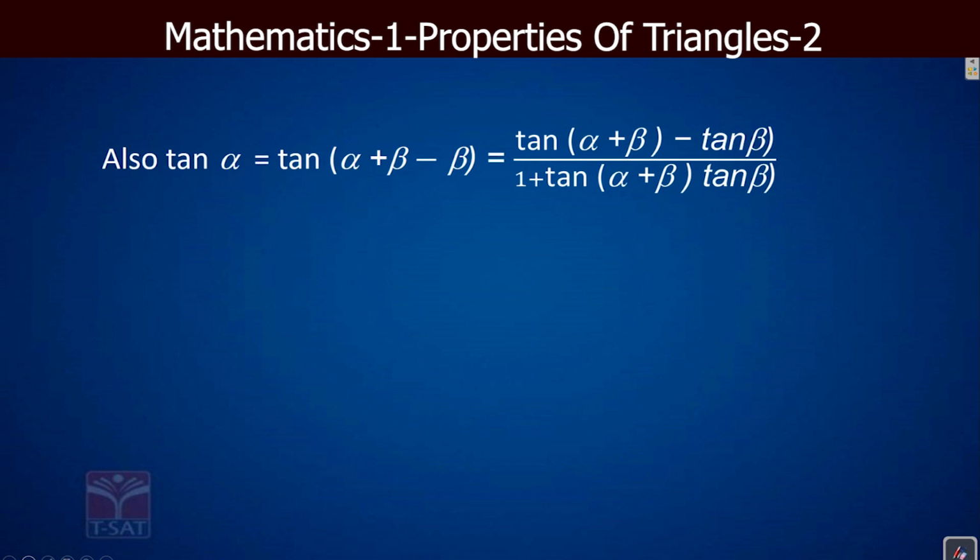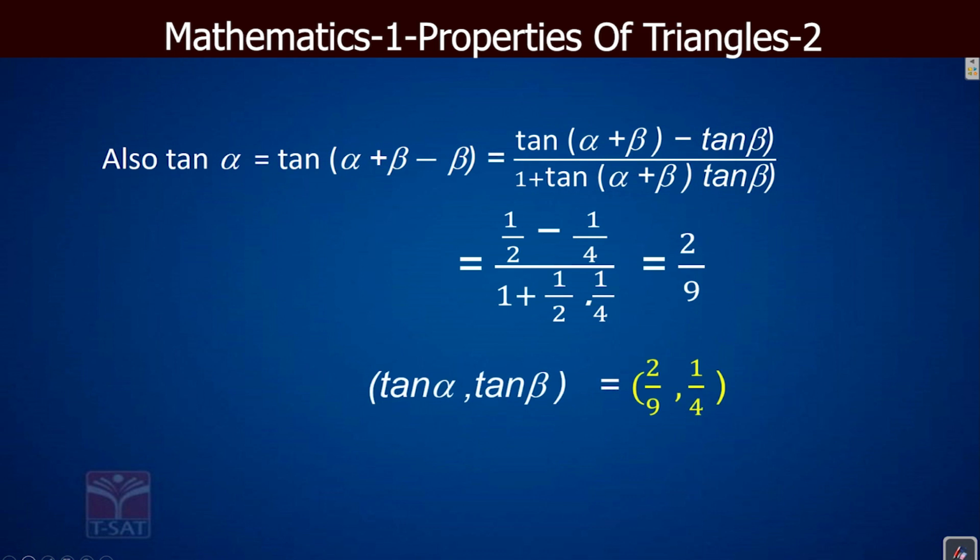Now substitute the values of tan(alpha plus beta) and tan beta: 1 by 2 minus 1 by 4 by 1 plus 1 by 2 into 1 by 4, which is 2 by 9. Therefore tan alpha, tan beta is equal to 2 by 9, 1 by 4, because tan beta is 1 by 4. So tan alpha is equal to 2 by 9. So the answer is tan alpha, tan beta equals 2 by 9, 1 by 4. So the correct option is option number 3.